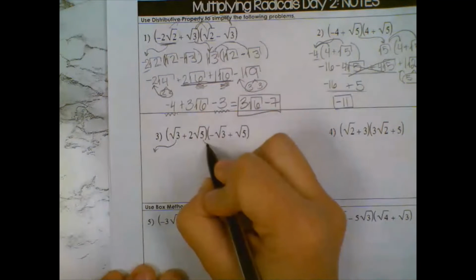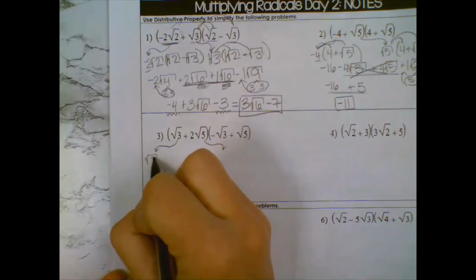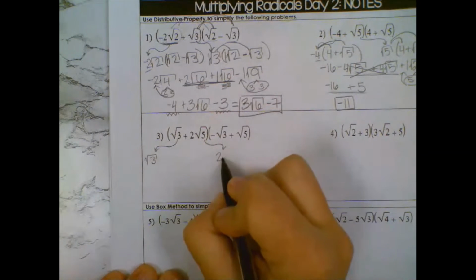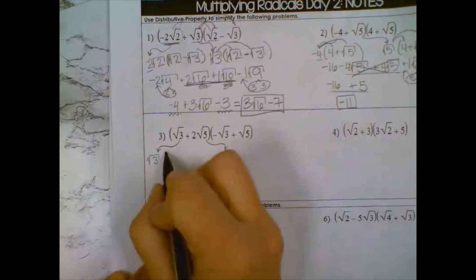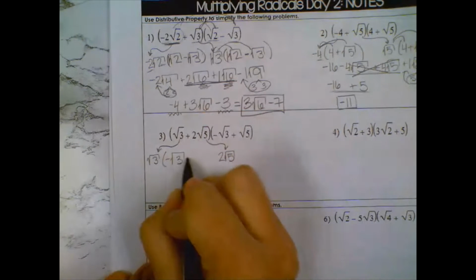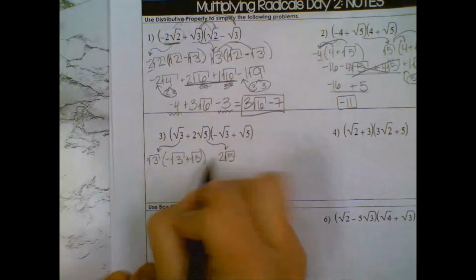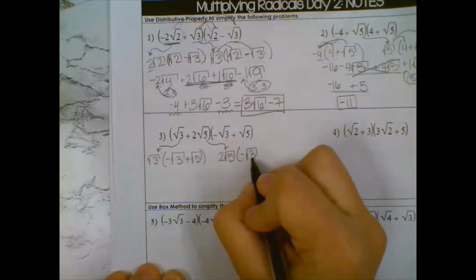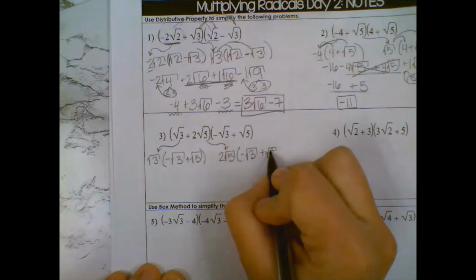Okay, so we separate here. We have a root 3 and a 2 root 5. And then behind both of those, I'm putting the second polynomial for distribution.